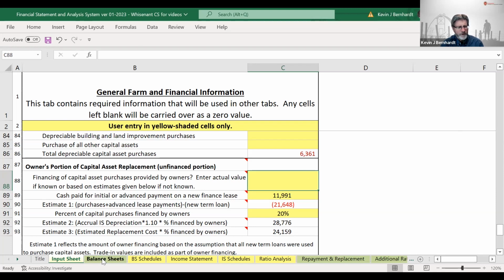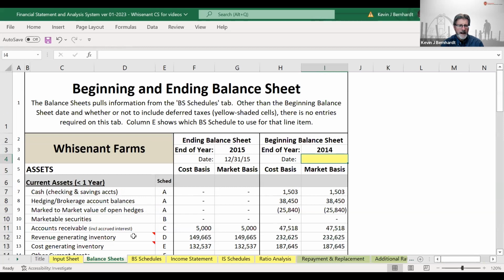The next tab over is the balance sheet. Now, the balance sheet and the tab next to that called BS schedules, those two tabs will be the balance sheet itself. That will complete both a beginning and ending balance sheet and both a cost basis and market basis balance sheet within the ending and beginning. So it's 4 balance sheets in total. And you're looking right now at Wisnet Farms balance sheet.